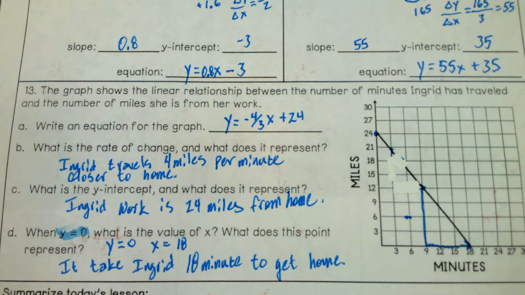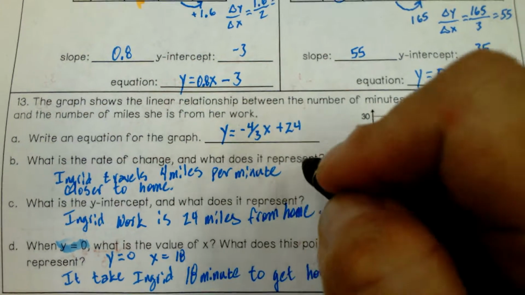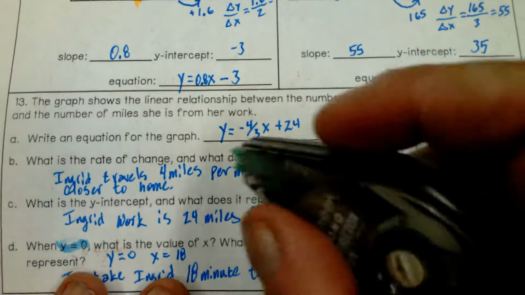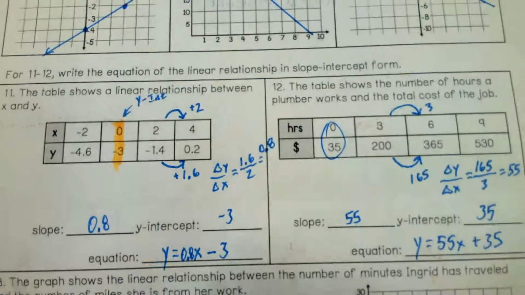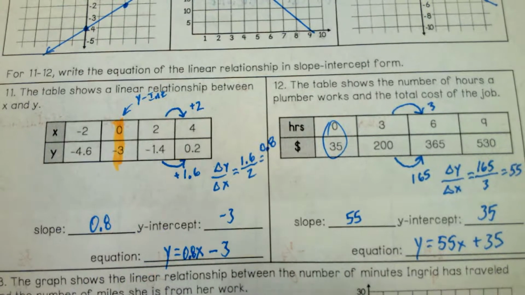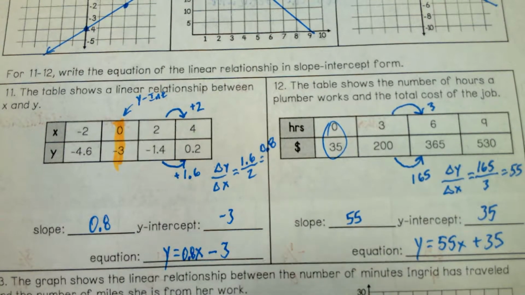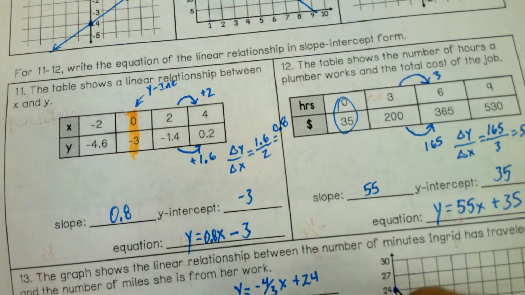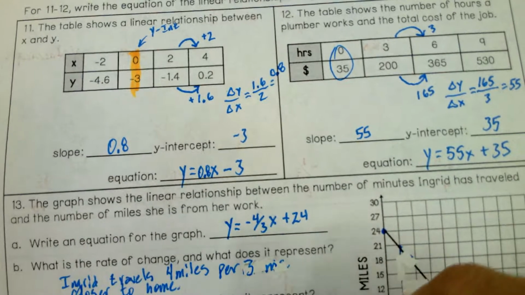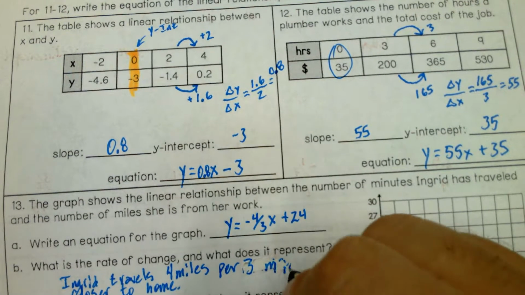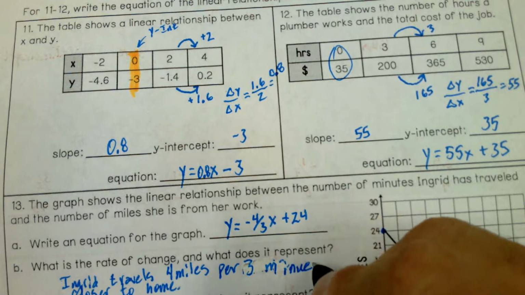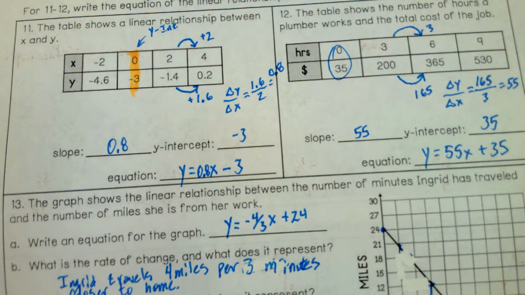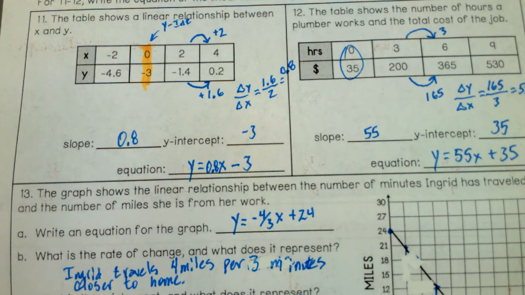Oh, 4 miles per 3 minutes. Yes, you're right. It should be 4 miles every 3 minutes. Thank you.